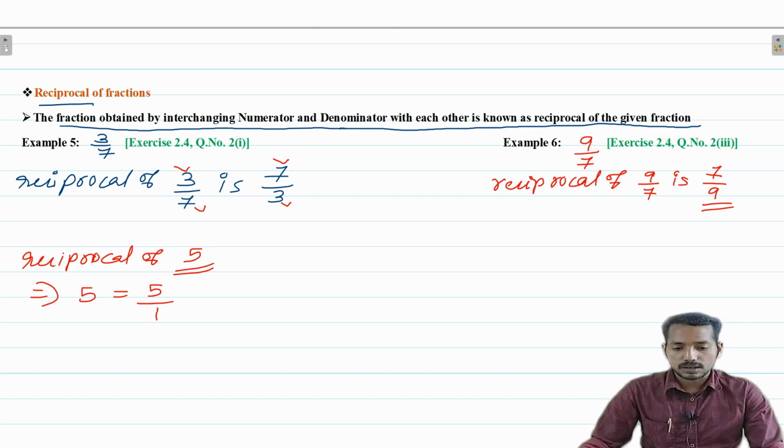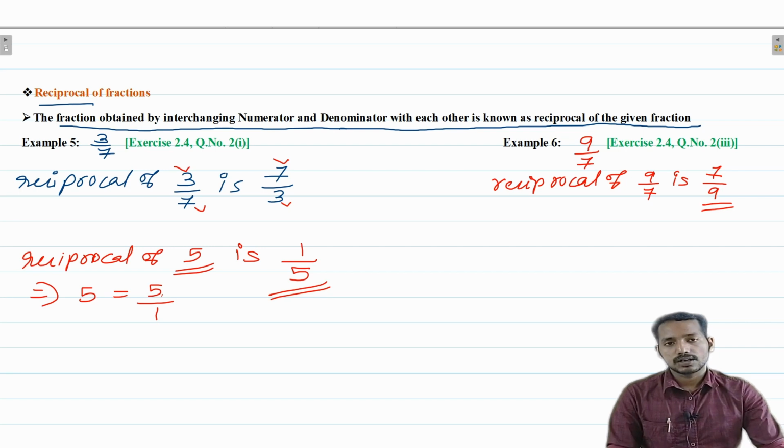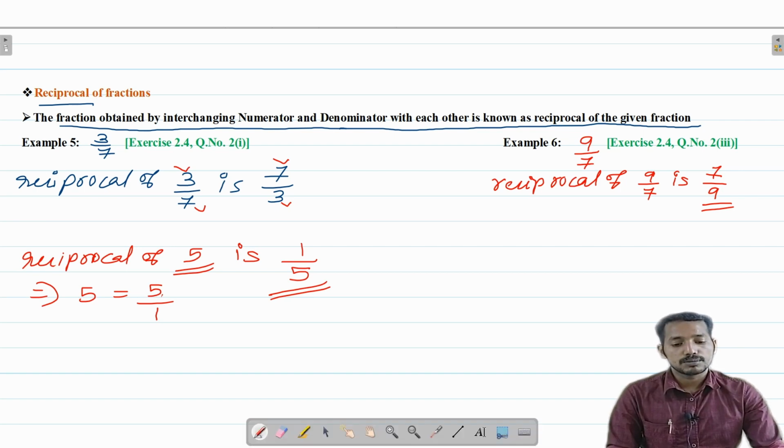Then the reciprocal will be 1 by 5. Clear? That's all. So in this way, not only for fractions, in case of whole numbers also, we can find the reciprocals. Clear? Now, how will we find the reciprocal of a mixed fraction?